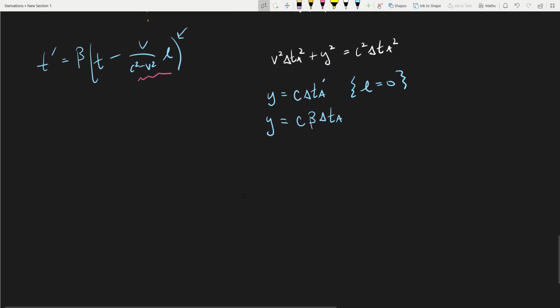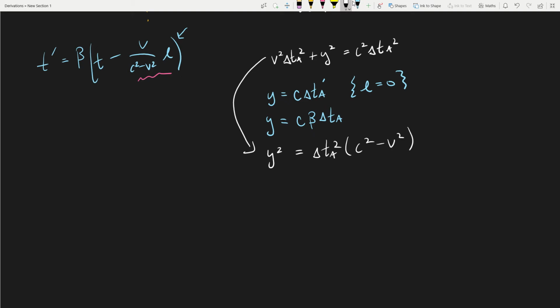Okay, so going back to our Pythagoras relation, we want to get an expression for y. So we get y squared equals, let's take the delta tA squared out, so we get c squared minus v squared. Okay, and now I want to just basically equate these two things. So y is going to be the square root. I'm not going to get pedantic here and do plus or minuses. We'll assume we're talking about real numbers, not imaginary numbers. Okay, so y is equal to delta tA times the square root of c squared minus v squared.